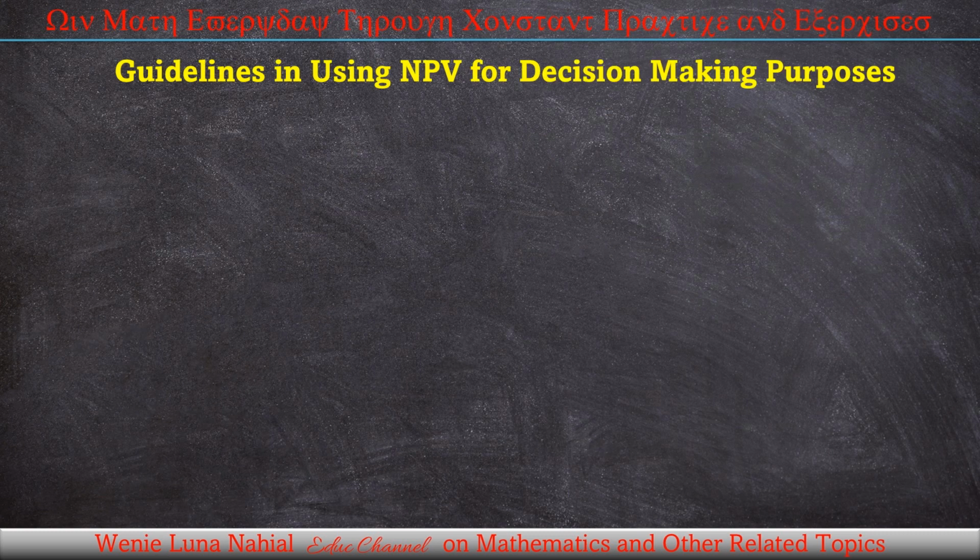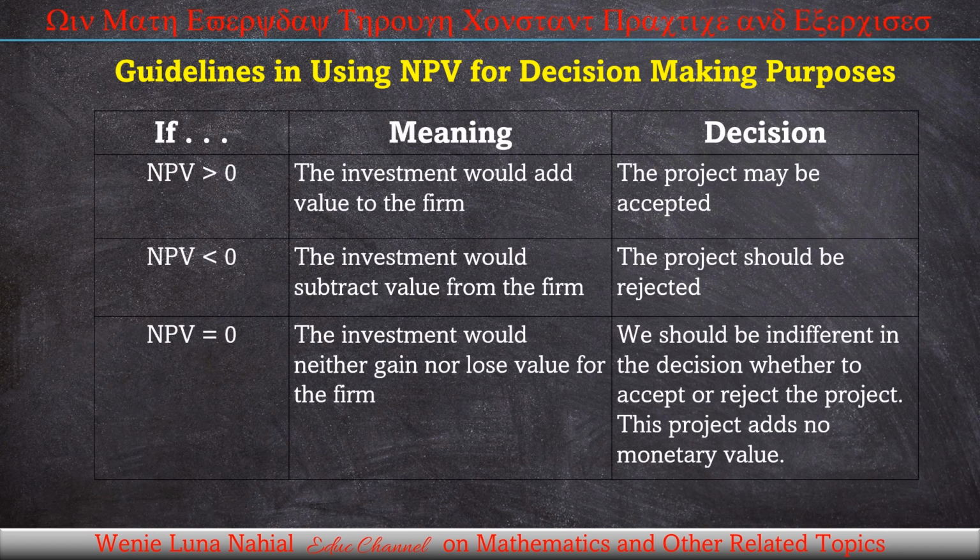Okay, guidelines in using NPV for decision-making purposes. We have here three headers: the condition, then the meaning, then the decision. If the NPV is greater than zero, the meaning is the investment would add value to the firm. Decision: the project may be accepted. That is because doing that business or that investment would add value to the firm, as there's a high likelihood that the investment will gain.